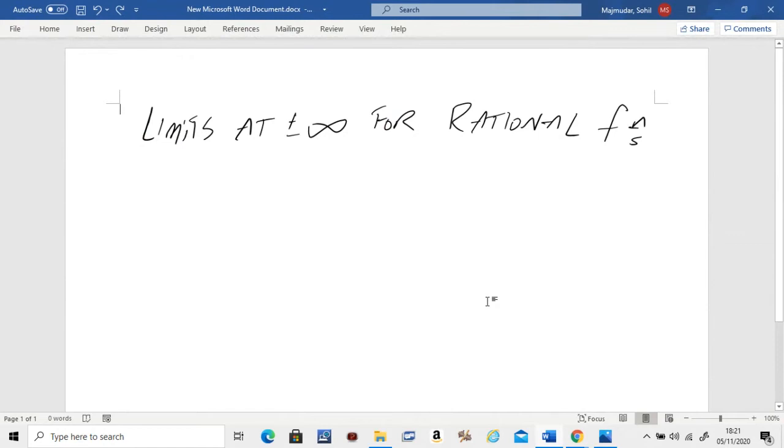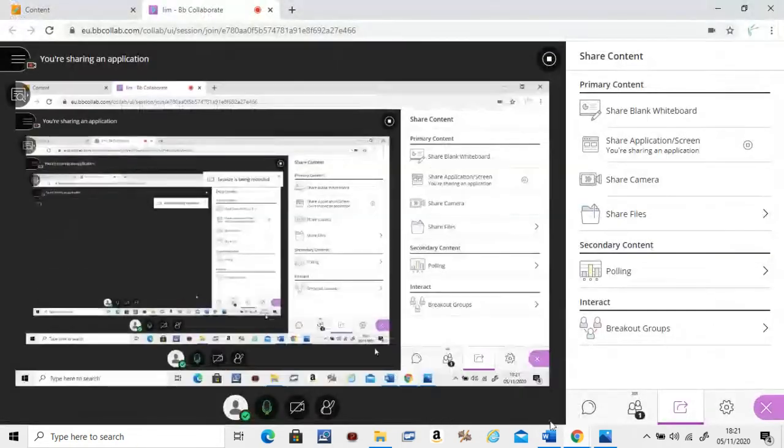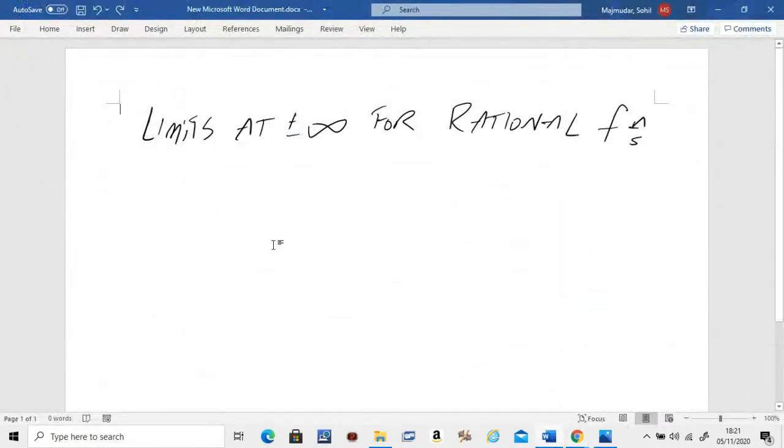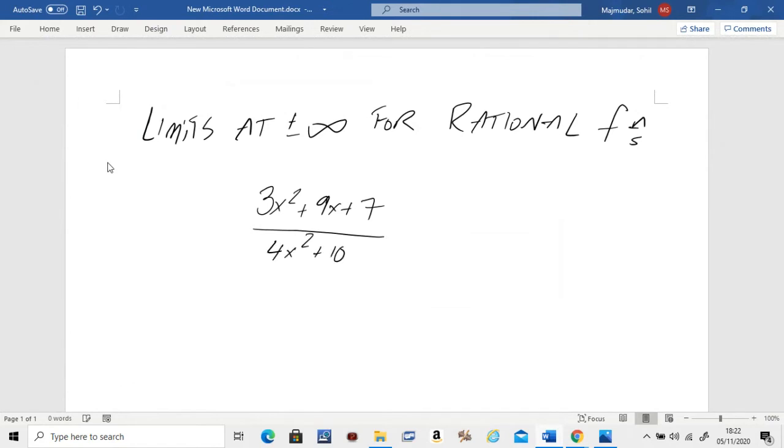Hello, in this video we're going to learn how to find the limits at infinity for rational functions. What do I mean by rational function? If I give you a function of the form (3x squared + 9x + 7) divided by, say, (4x squared + 10), such a function is called a rational function, where two functions are divided.